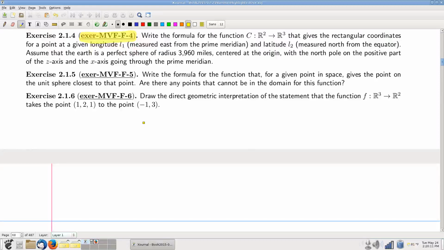So number 4 here. We're looking for a function. It's got 2 input variables, longitude and latitude, right? And then there are 3 output variables, which are the rectangular coordinates of the corresponding point in space. We're thinking of every point on the surface of the Earth as being a point in an XYZ system, set up with the details as described. So we want to know X, Y, and Z as functions of L1 and L2.